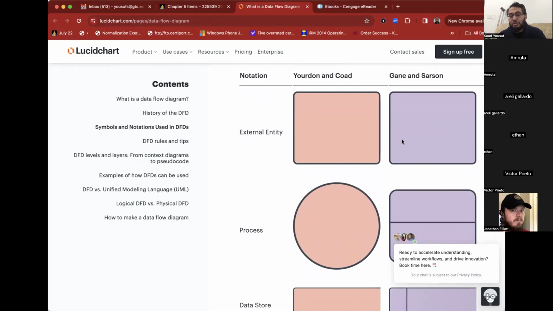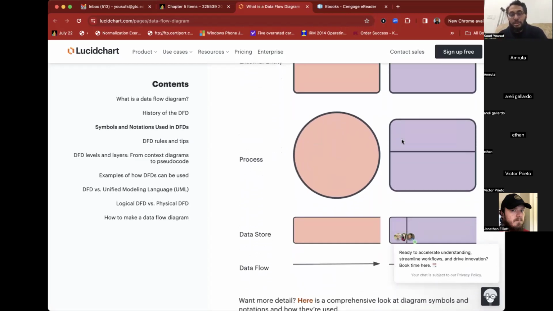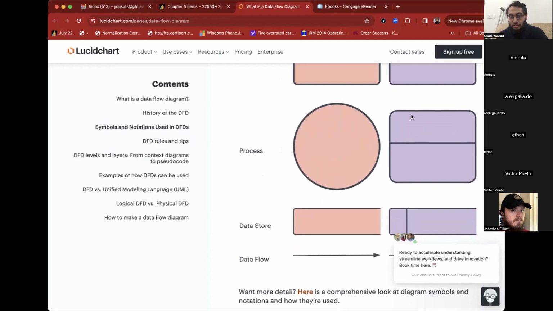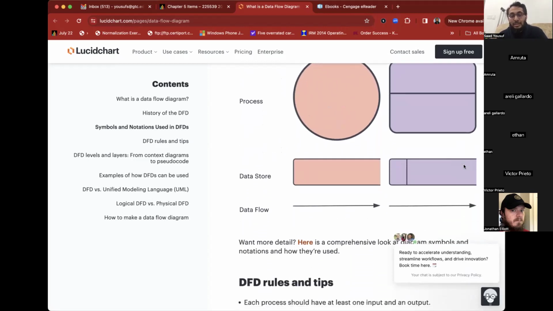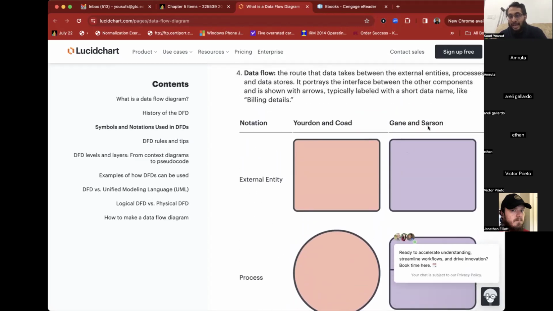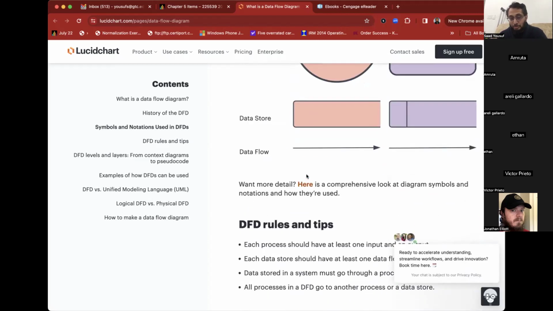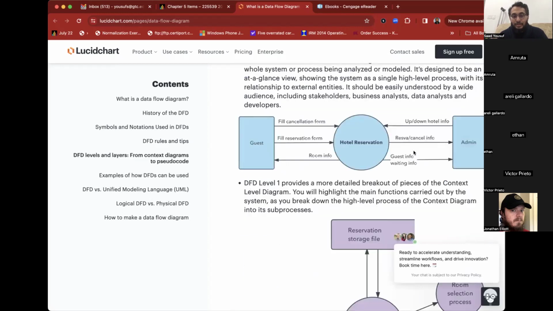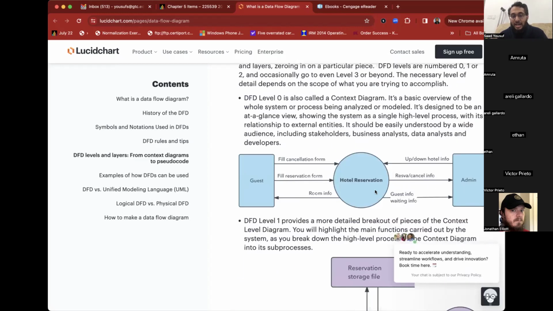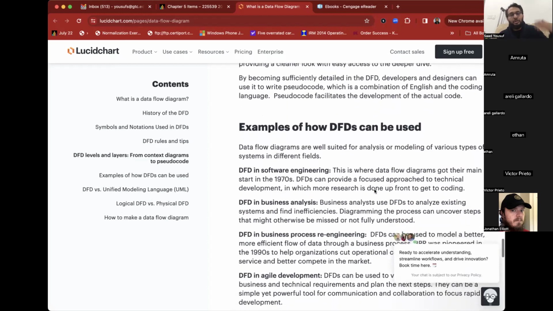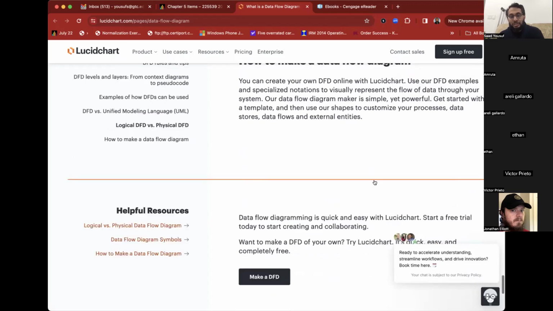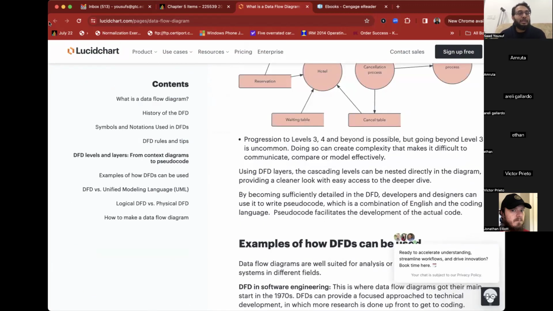External entities are drawn similar. Your book uses a slightly different shadow approach. Process, circle versus a rounded rectangle. Data store, there is a line in the middle of the data store in Gane and Sarson, where there's no line in the Yourdon approach, okay? And then you have this data flow arrow. Okay? So that's how these diagrams will look like. As we start exploring them, you get to see some of that stuff.